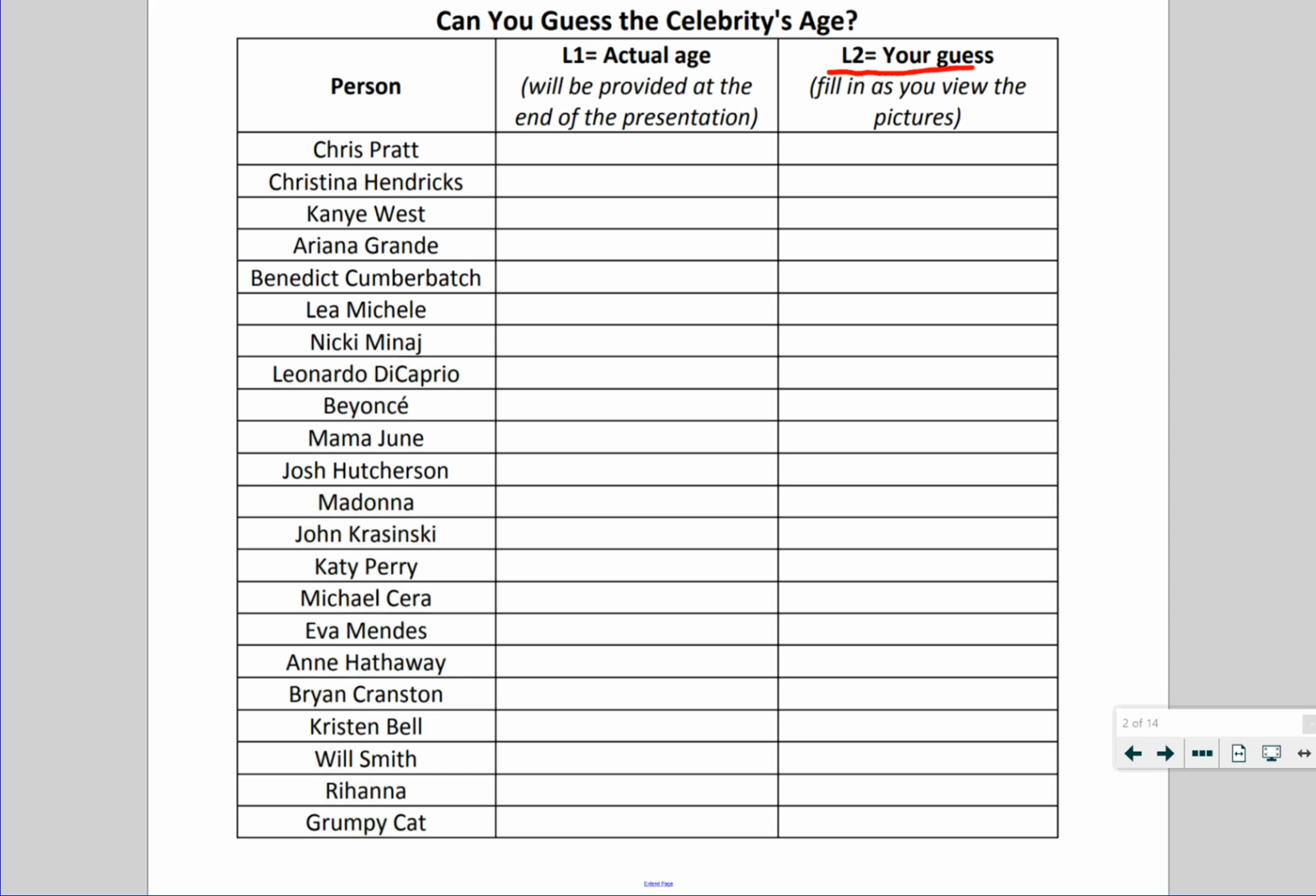You need to fill out your guess for the age of the following celebrities. And just to make it easy, let's just do nice, pretty whole numbers. We're not going to say somebody is 42 1/4 years old or anything. So the video is going to pause. I want you to either write these down in your notebook or fill out the chart if you've printed the notes out. Guess just in L2 how old you think each of these celebrities are.